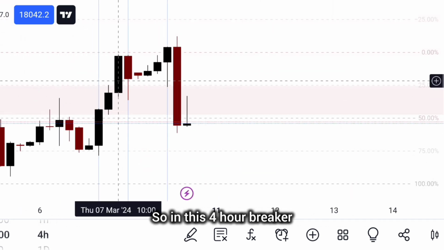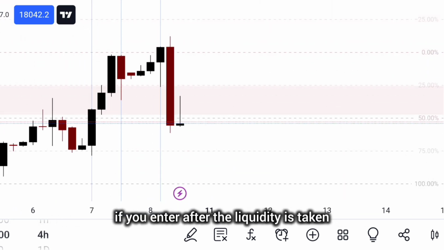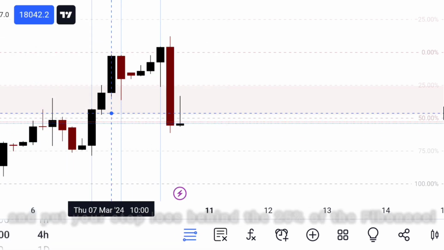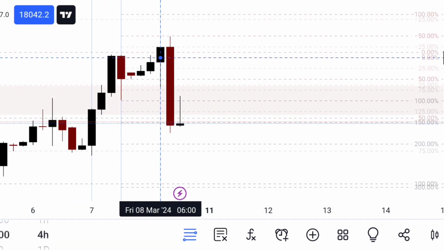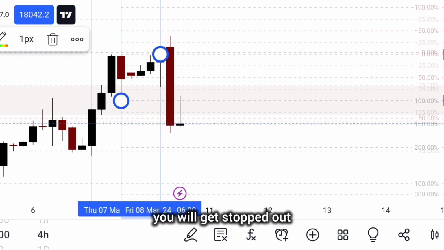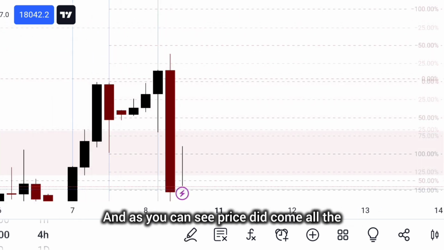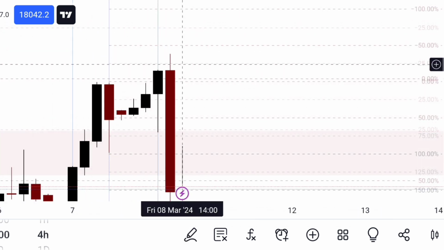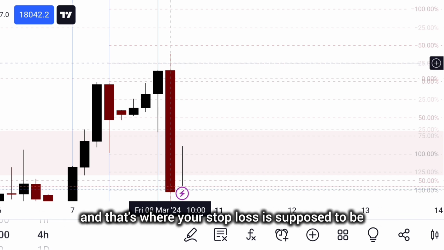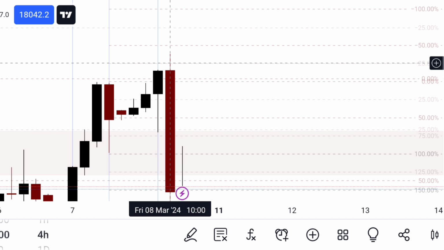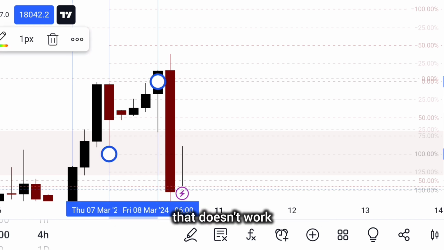So in this 4-hour breaker, if you enter after the liquidity is taken and put your stop loss behind the 25% of the Fibonacci that I have mentioned, you will get a stop out. And as you can see, price did come all the way up here to 25% of this Fibonacci, and that's where your stop loss is supposed to be. You get a stop out. So sometimes that doesn't work.